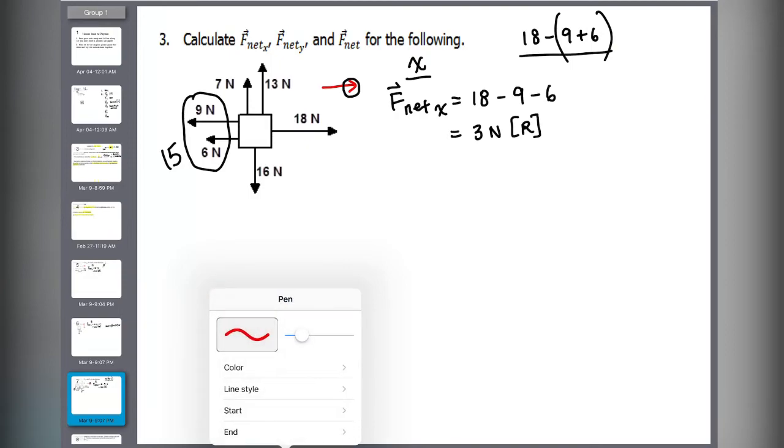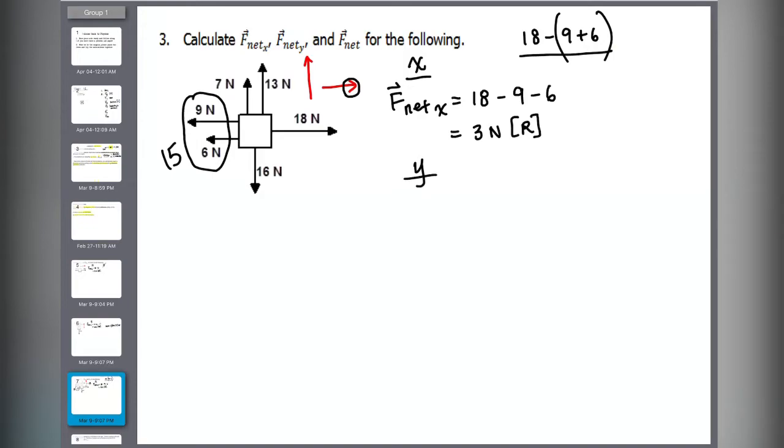And then along y now, I'm going to take a look at the numbers. 13, 7 to the top, 16 at the bottom. So overall, it should be going in the up direction. And since that is my positive, when I start doing the y direction, I'm going to write that the F net along y is going to be the up minus the down, because up is the positive. So up, I have 2 forces that are going upwards. I have to add them together, 13 plus 7. And then I have a force that's going down, so I'm going to subtract it. That is 16. So what we got there is 4 newtons going upwards.